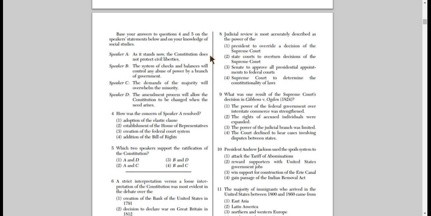A says, as it stands now, the Constitution does not protect civil liberties. All right, so we go back down here. Adoption of the Elastic Clause, establishment of the House of Representatives, creation of the federal court system, adding of the Bill of Rights. So go ahead and pause, get rid of 2, choose your answer, and come back. All right, welcome back. Maybe you got rid of 1 and 3 and you chose 4. As it stands now, the Constitution does not protect civil liberties, and that was the argument made by the Anti-Federalists, and we know that the Anti-Federalists finally won their battle because the Federalists agreed to support the Bill of Rights if the Anti-Federalists would ratify the Constitution. So that is why the answer is 4.